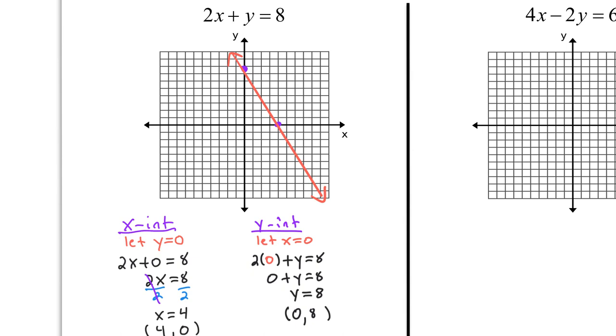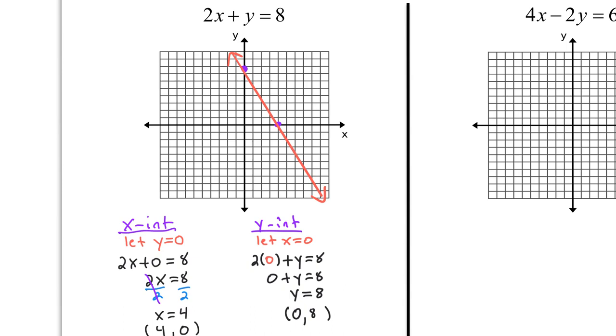A couple things, okay, that I want you guys to notice. I didn't make a t-table. I just have the x-intercept and the y-intercept. I know the y-intercept is at y equals 8, and the x-intercept is at x equals 4. So that's all you need. This is a little bit faster than making a t-table.